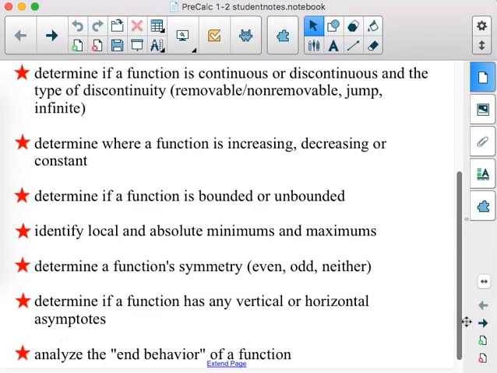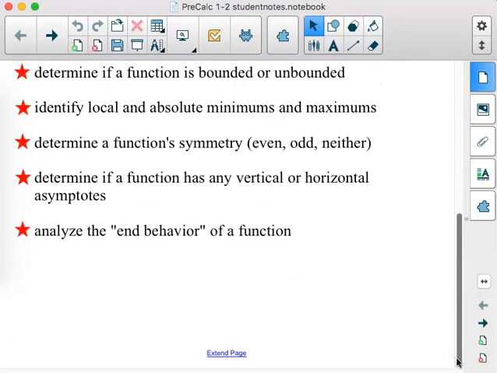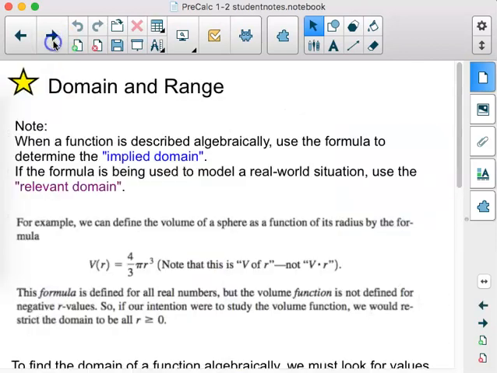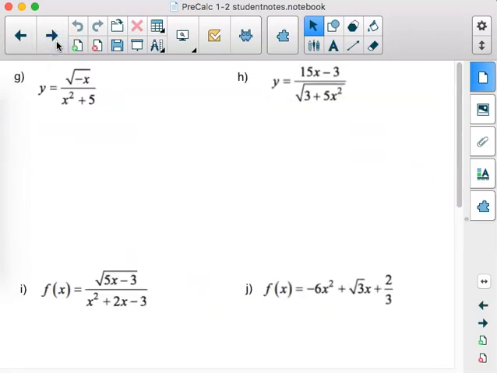Identify local and absolute minimums and maximums. Well, we've already done that as we went through, so it'd be kind of a nice reminder of how we're going to find those. Determine a function's symmetry, even, odd, neither. Definitely today. We'll get to quite a few of those today. Determine if a function has any vertical or horizontal asymptotes. I was looking at the notes and thinking we're going to have to get to that tomorrow. You know, these last pieces down here. Analyze the end behavior of a function. That stuff we'll finish up tomorrow. So, packed full of good stuff.